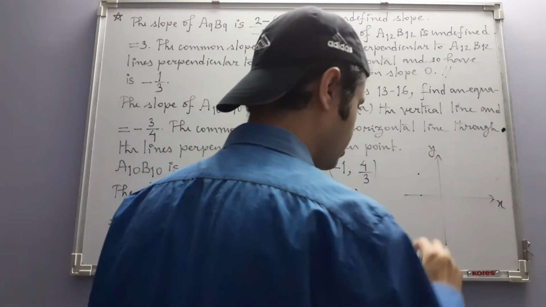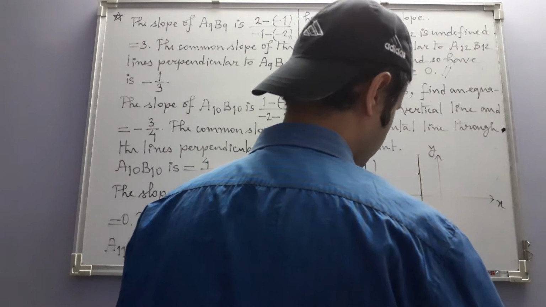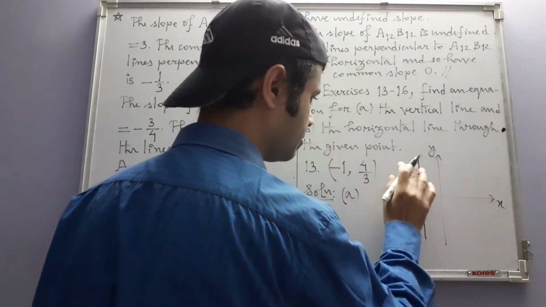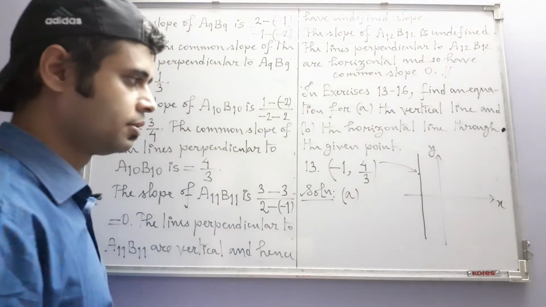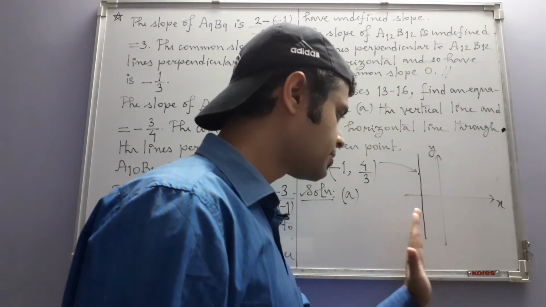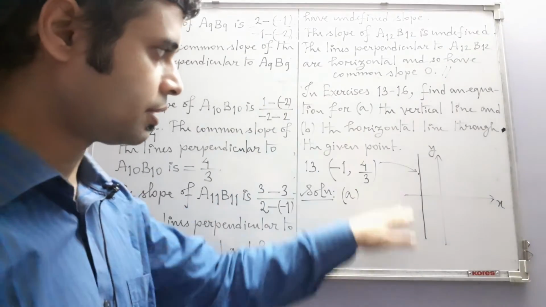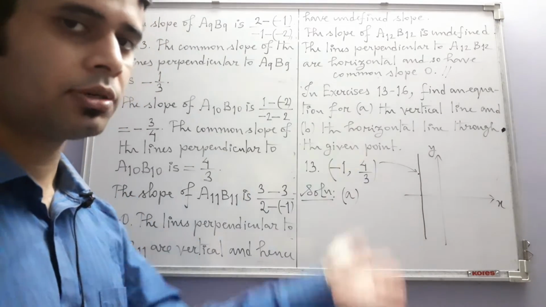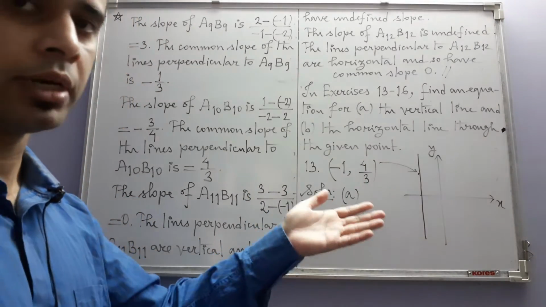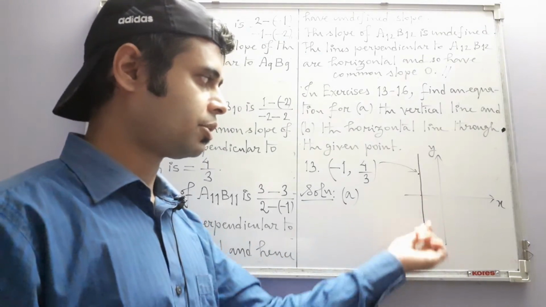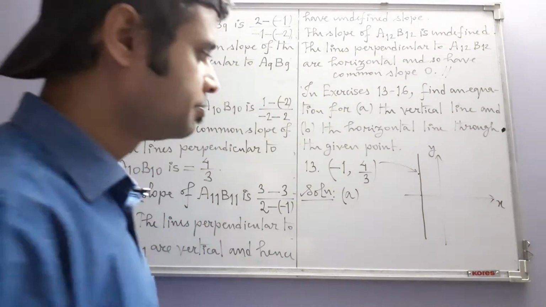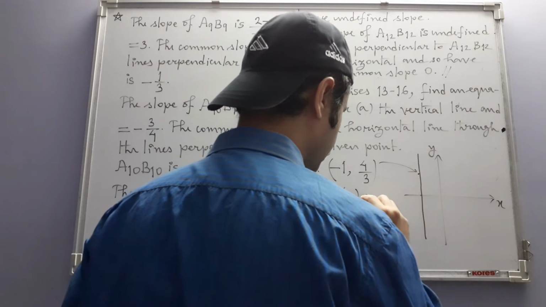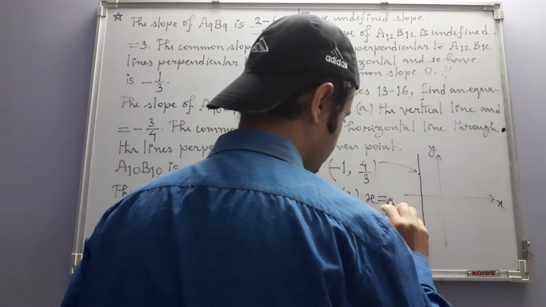So if we draw the vertical line passing through this point, then they will have constant x coordinate. All the points on this line have x coordinate equal to -1. Y coordinate will vary, and depending on what the y coordinate is, the position of the point on the line will be determined. So the equation of this line is x equal to -1.